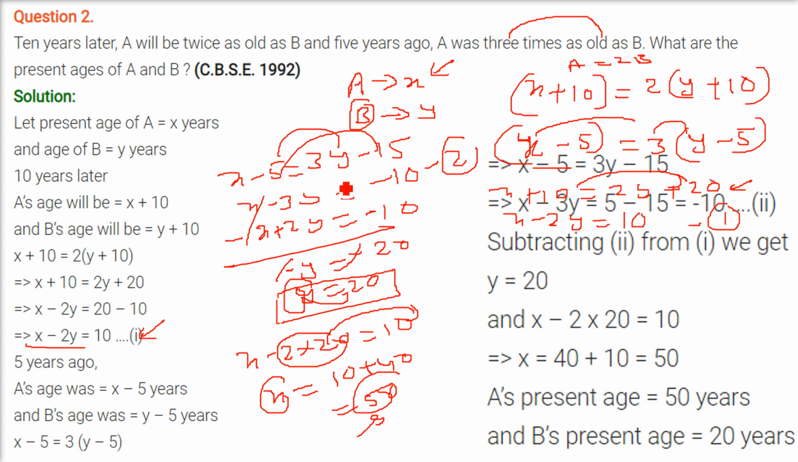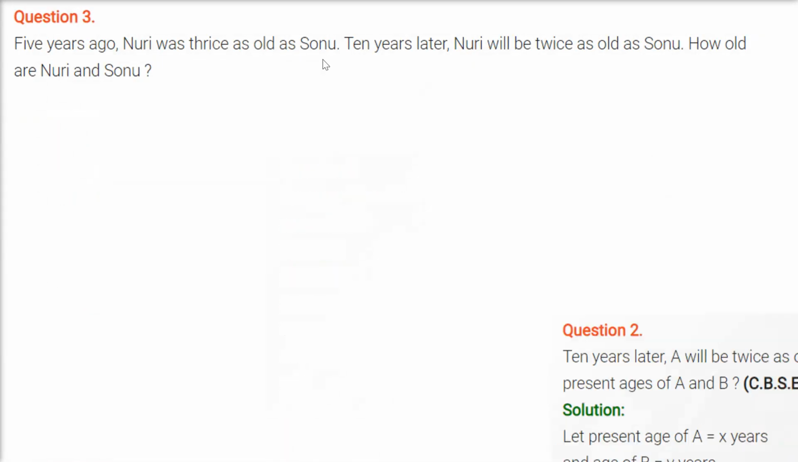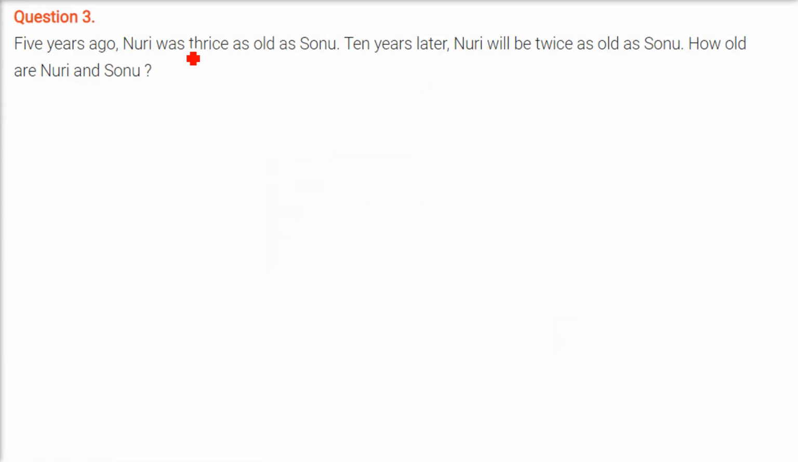So now what we will do, we will just formulate the condition, and I leave it for you to solve this linear equation, because we have been solving linear equations for a while now. 5 years ago, Noori was thrice as old as Sonu. So Noori, let us assume the age is x, Sonu is y. So 5 years ago means we have to subtract 5 years from Noori and 5 from Sonu.